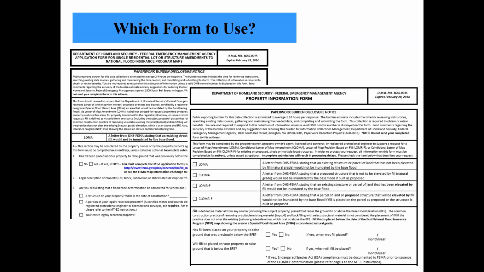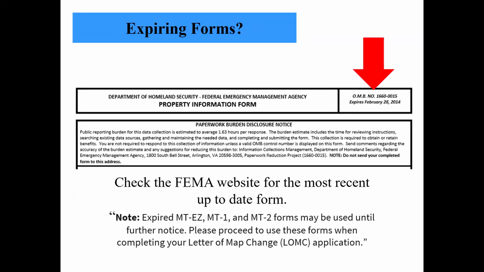The MTEZ is just a little bit less paperwork, but some surveyors just go ahead and use the MT1 for all cases, and that's fine just because it makes it simple. But the MTEZ, again, is for one lot or one structure, and it's residential only. It's just kind of a simpler version of that. And yes, they did expire in 2014.